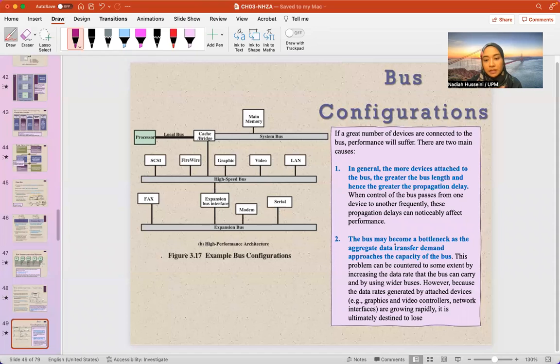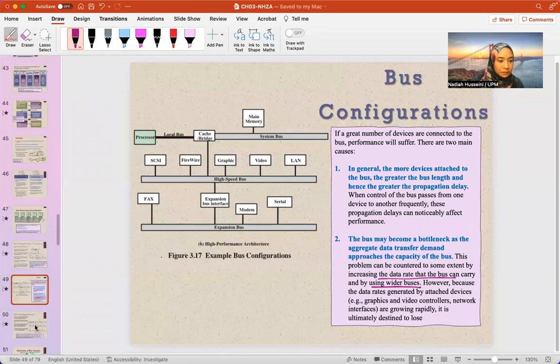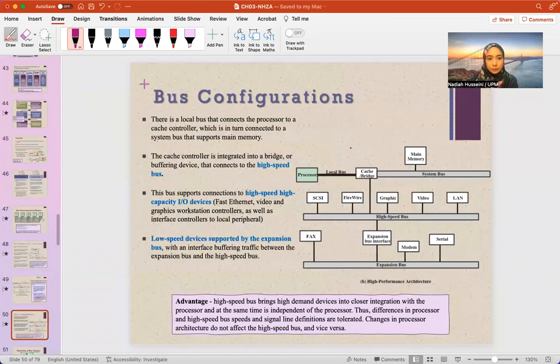And second, the bus may become a bottleneck as the data transfer demand approaches the capacity of the bus. This problem can be countered to some extent by increasing the data rate of the bus, by using wider buses, which we have seen. However, because the data rates generated by attached devices are growing rapidly, ultimately, how far can it go, right? So let's talk about the next architecture.